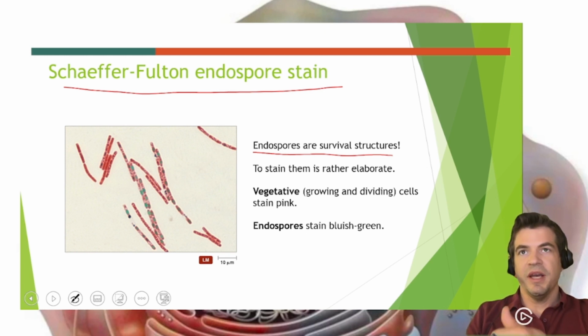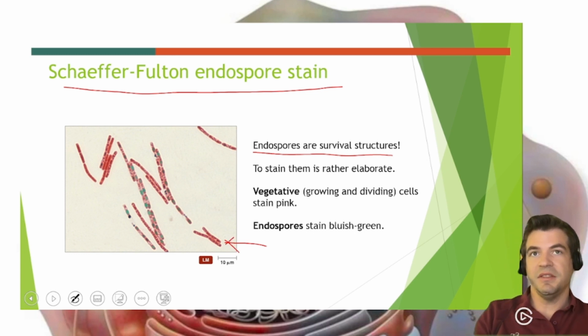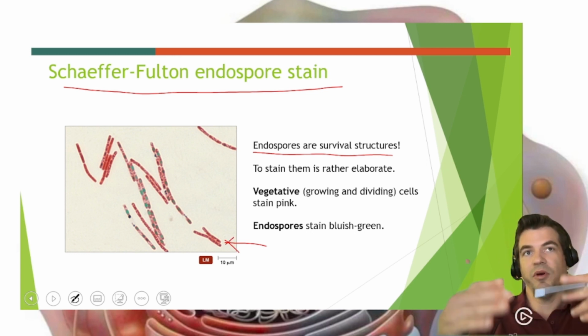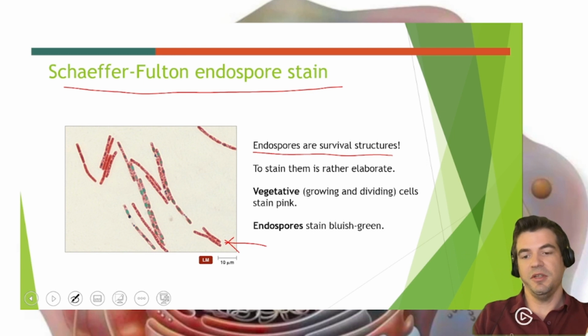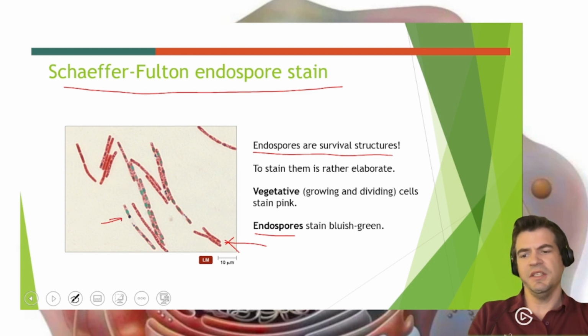So in the lab, we do it a roundabout way, where we just soak it for 30 minutes. That takes a while, so we have to be really ready when we're doing an endospore stain in the lab. But an endospore stain is going to show our vegetative cells in pink. Vegetative means they're alive. They are growing and dividing, vegetative like a vegetable. And endospores, those survival structures, are going to stain blue.